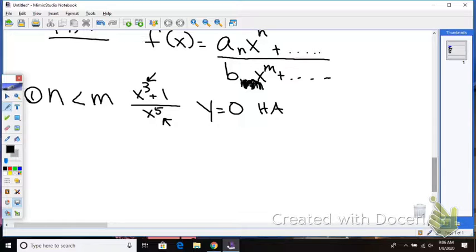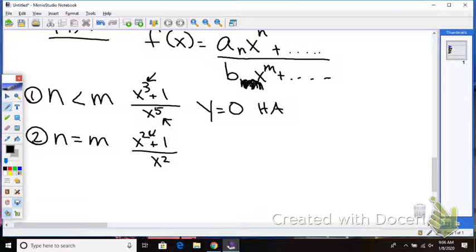Okay? The next one is if n equals m. So let's say we have something that says x squared plus 1 over x squared. So my two exponents are exactly the same. Actually, I'm going to change this example. Let's say this is 3x squared plus 1. Just put a 3 out in front because it'll help show what the horizontal asymptote is.